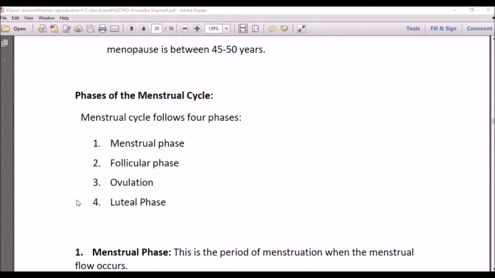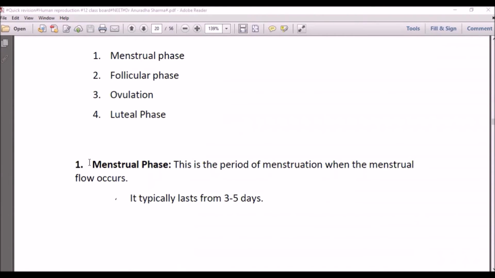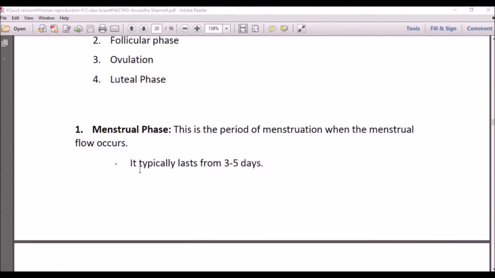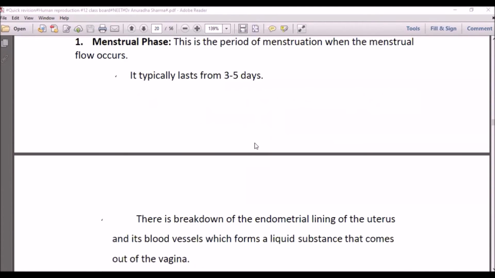Now there are various phases in the menstrual cycle. First is the menstrual phase, second is the follicular phase, third is the ovulation phase, and fourth is the luteal phase. There are 4 different phases in the menstrual cycle. The first phase is the menstrual phase. This is the period of menstruation, when menstruation starts. It typically lasts for 3 to 5 days.